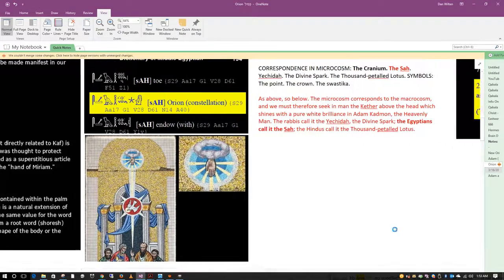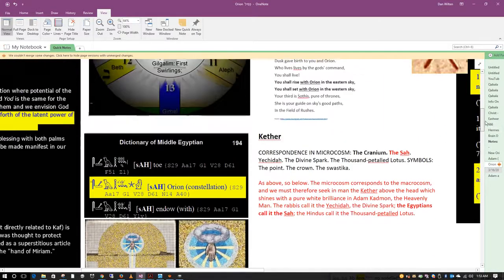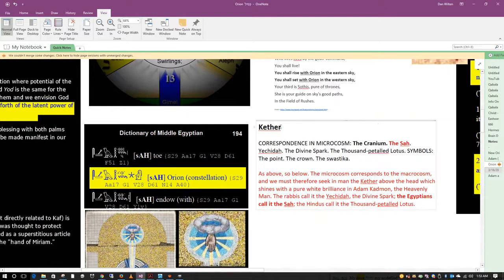Now, Orion, or Kether, as we learned the last time in the Kabbalah text called the Mystical Kabbalah, the microcosm correspondence of Kether to the Egyptians was the Sa. Well, Sa is, if you look at the Dictionary of Middle Egyptian, the Orion constellation, and there are the hieroglyphs that represent it. So you can look that up yourself.